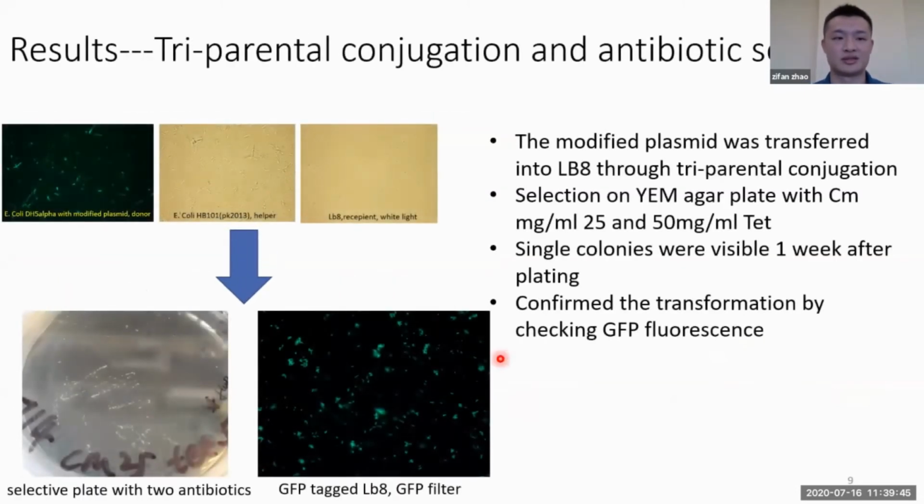So here are the results. These are the images showing the E. coli strain taking the modified plasmid. We can see the cells are showing the green fluorescence signal.